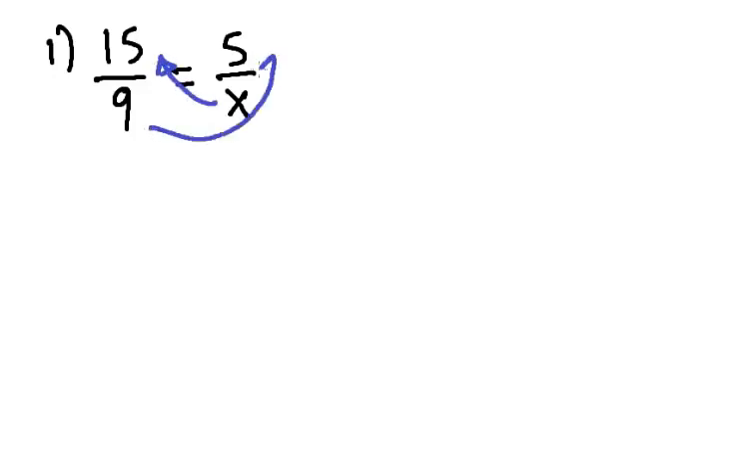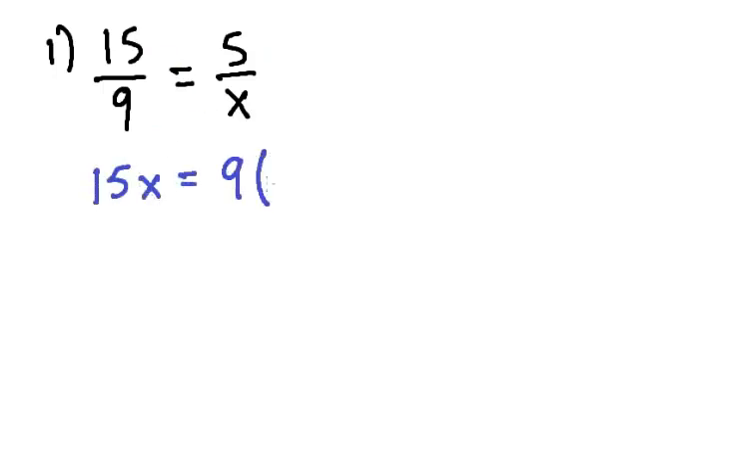Let's say we have an equation like this one: 15 over 9 equals 5 over x. So how are we going to solve this? Well, as the process said, we pass the denominators to multiply. So 15 is going to multiply with the x, and 9 is going to multiply with the 5.